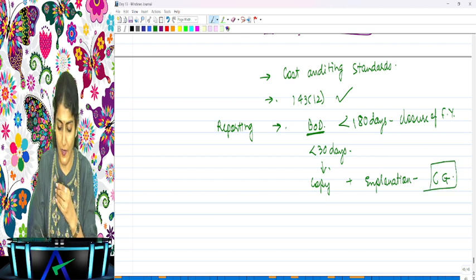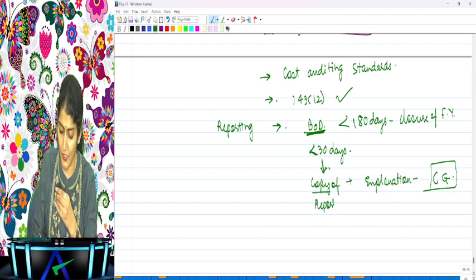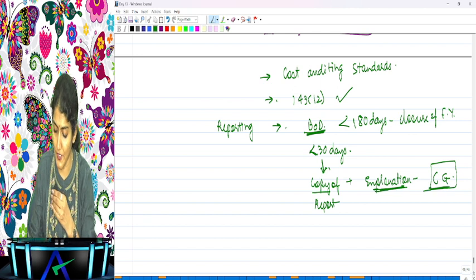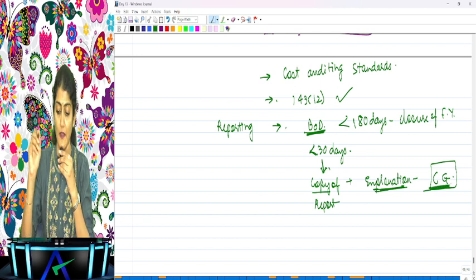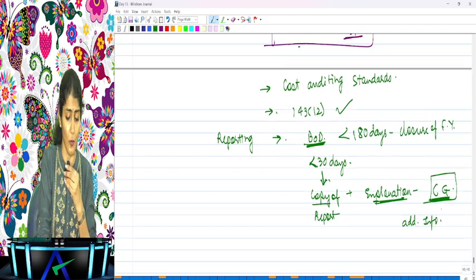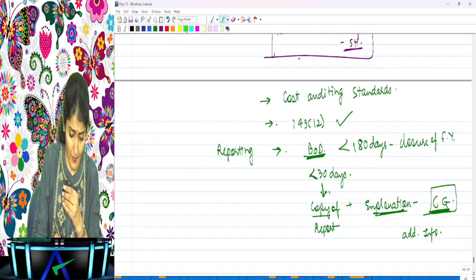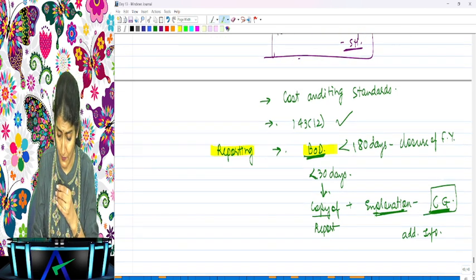So reporting is done to the board. The board within 30 days has to submit a copy of the report along with the explanation for every reservation or qualification in the cost audit report to the central government. The central government may also ask for additional information. So when is the reporting to be done by the cost auditor?